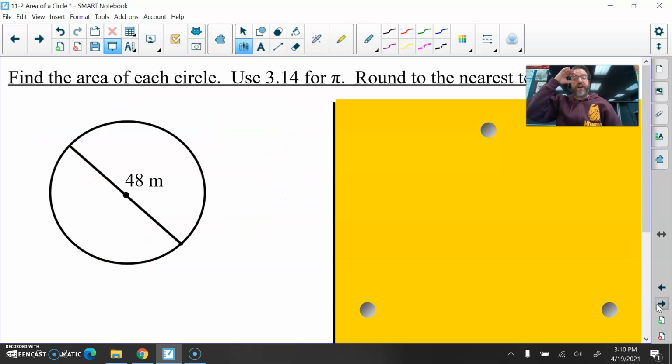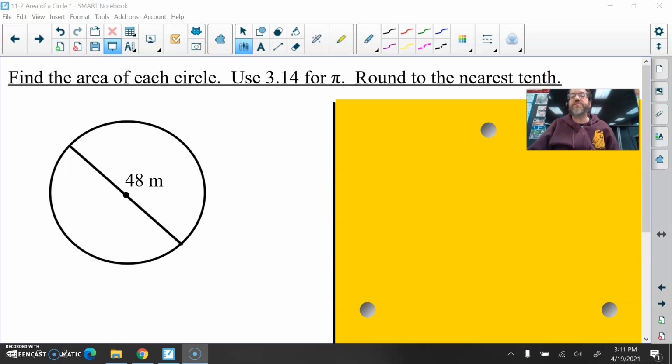Let's try another one. Find the area of this circle, but this time the directions say round to the nearest 10th. I'll pull my picture down a little bit so you can see that. Round to the nearest 10th. So we're adding just one more little step here to round at the end. Okay, so since I'm looking for the area, I'll start by writing down the area formula. A equals pi r squared.